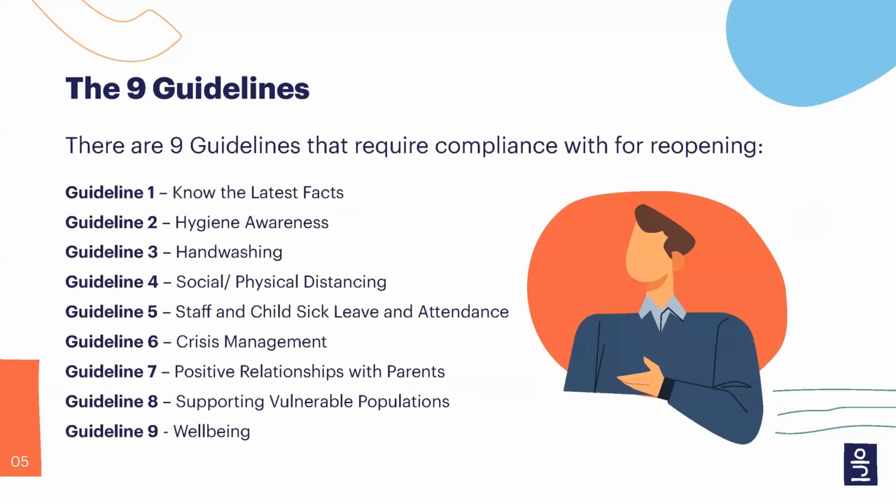Guideline number 1 is know the latest facts. Guideline number 2, hygiene awareness. Guideline number 3, hand washing. Guideline number 4, social and physical distancing. Guideline number 5, managing staff and child sick leave and attendance. Guideline number 6, crisis management. Guideline number 7, positive relationships with parents. Guideline number 8, supporting our vulnerable populations. And lastly, guideline number 9, which looks at well-being.